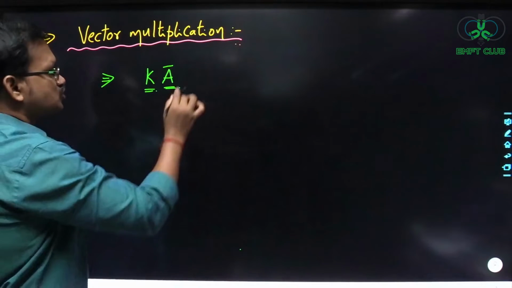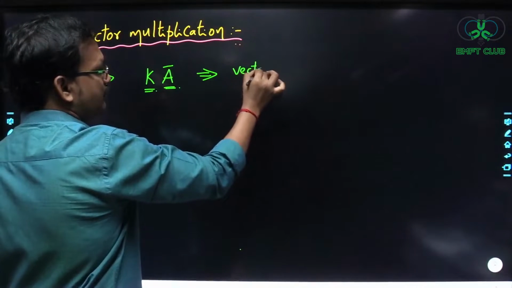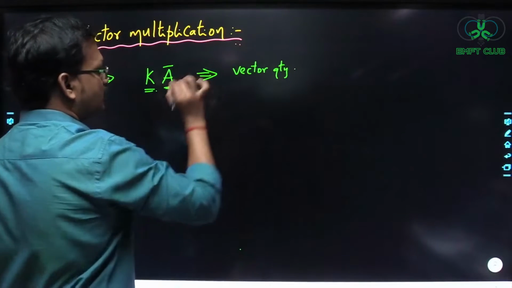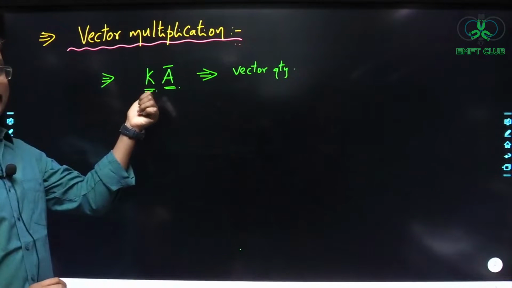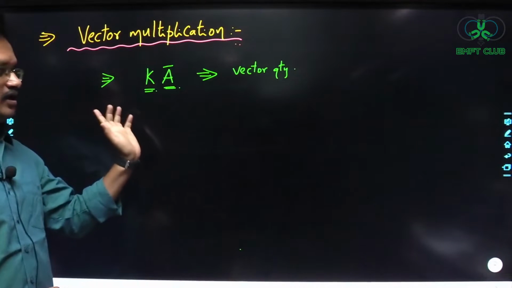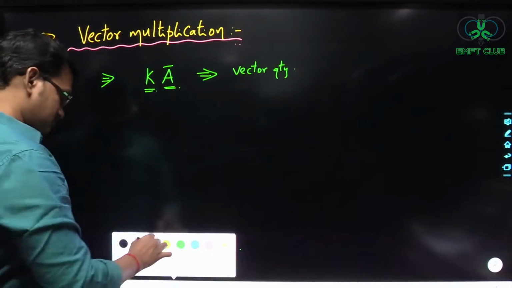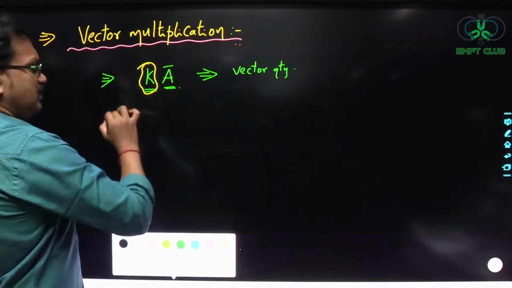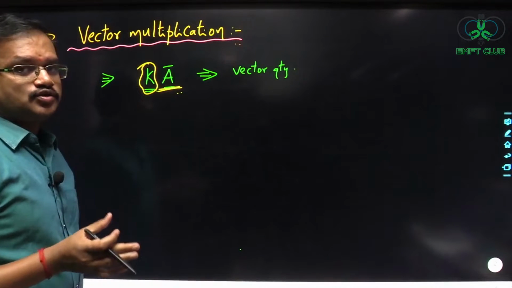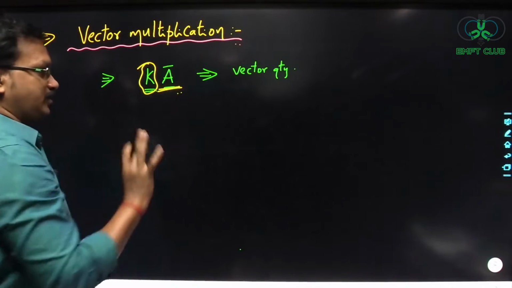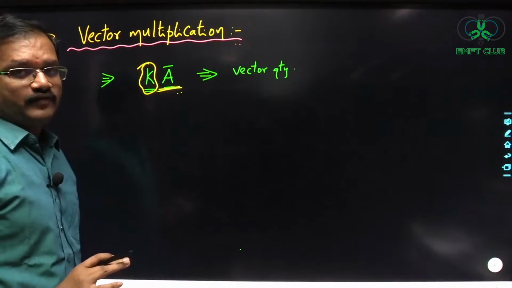Yes or no? So the resultant here is nothing but a vector quantity. This is one type of multiplication, the multiplication of a vector by a scalar. If you multiply a vector by a scalar, the resultant is a vector quantity. The direction of this vector is not going to change, but its magnitude is going to be scaled by k times. Understood? And the resultant of this multiplication is nothing but a vector quantity.